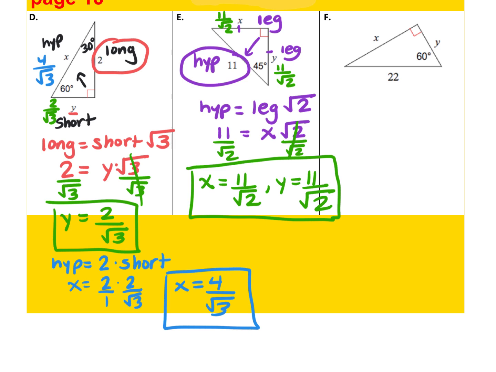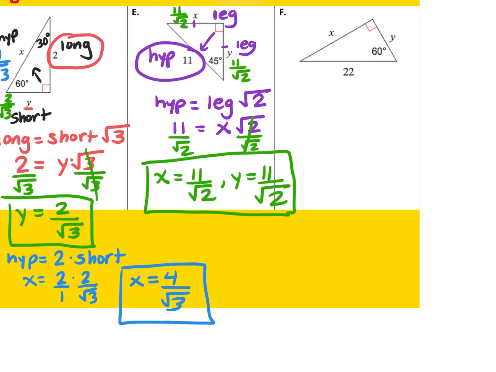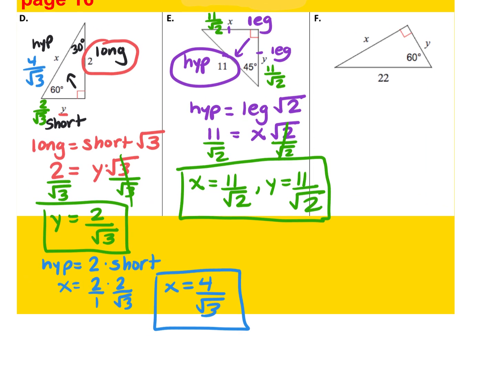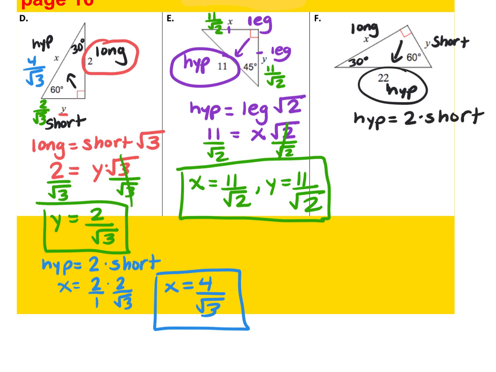All right, and for our final example here, we are back to a 30, 60, 90 triangle. And notice that the 22 there is directly across from the 90, so that is my hypotenuse. And then we have the long leg across from the 60 and the short leg across from the 30-degree angle. Since we know the hypotenuse, we have to start with that equation. In a 30, 60, 90 triangle, the hypotenuse is 2 times the short leg. So I have to make sure I'm using the right formula.